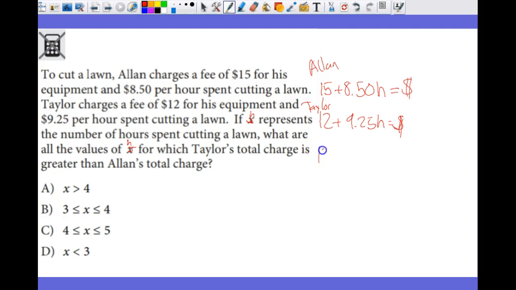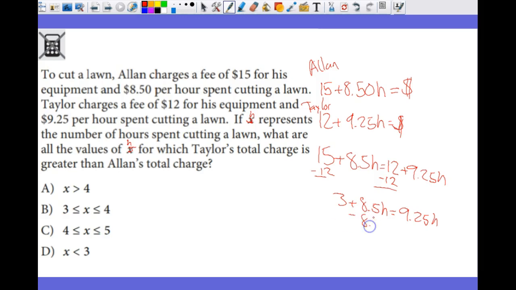Well, if we want their prices to be equal to each other, we would just set these two equations equal. 15 plus 8.5h is equal to 12 plus 9.25h. Subtract 12 from both sides, and we get 3 plus 8.5h is equal to 9.25h.